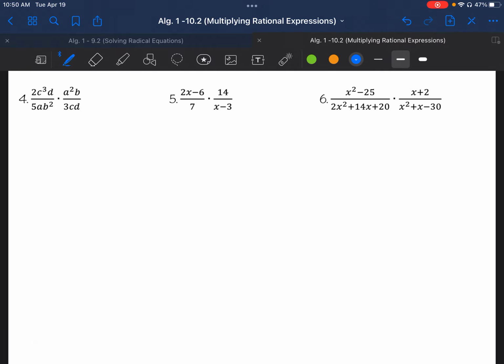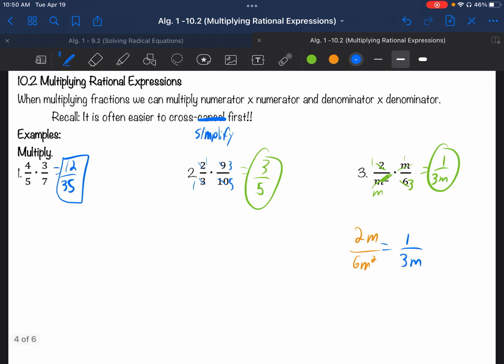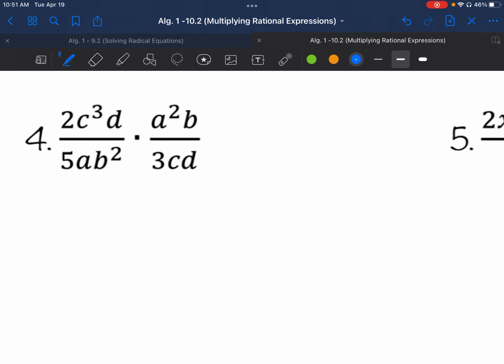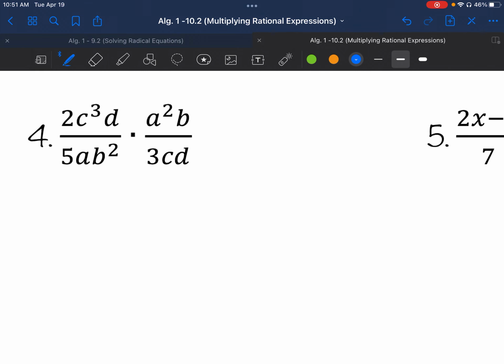And we're going to use that to continue to progress into more new stuff, which is what the third problem already did. So for 2c cubed d over 5ab squared times a squared b over 3cd. And once again, the more we can cross simplify, the better.